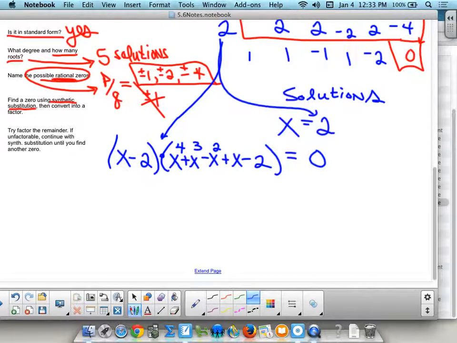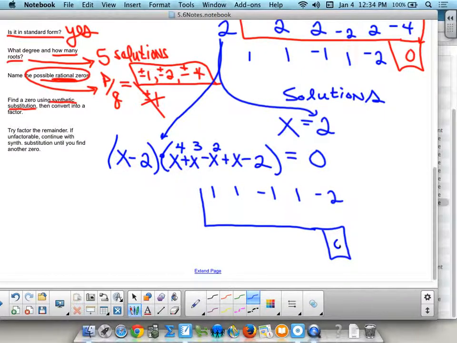Now, I count 1, 2, 3, 4, 5 terms. Do you guys know how to factor 5 terms? Have I taught you how to do that? No, I have not. I have taught you how to factor 4 terms, factor by grouping. This one I have never taught you, so you're kind of stuck. You're going to have to do synthetic division again. Copy down the coefficients 1, 1, negative 1, 1, and negative 2.